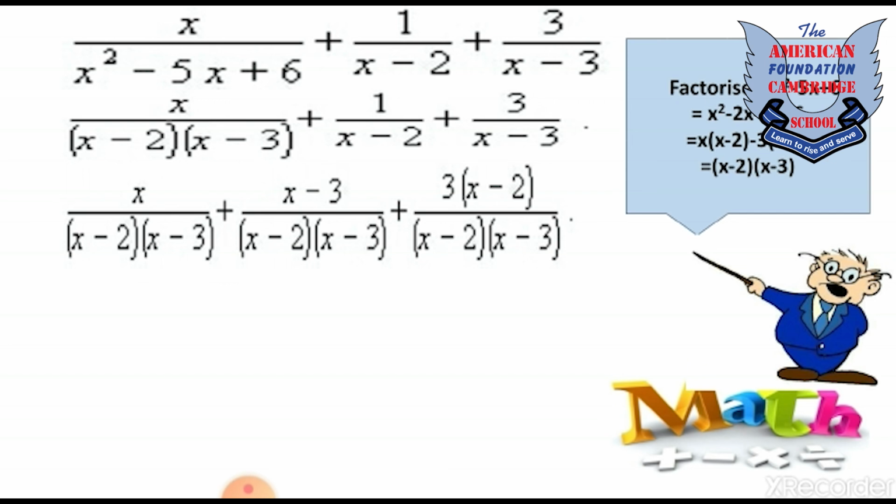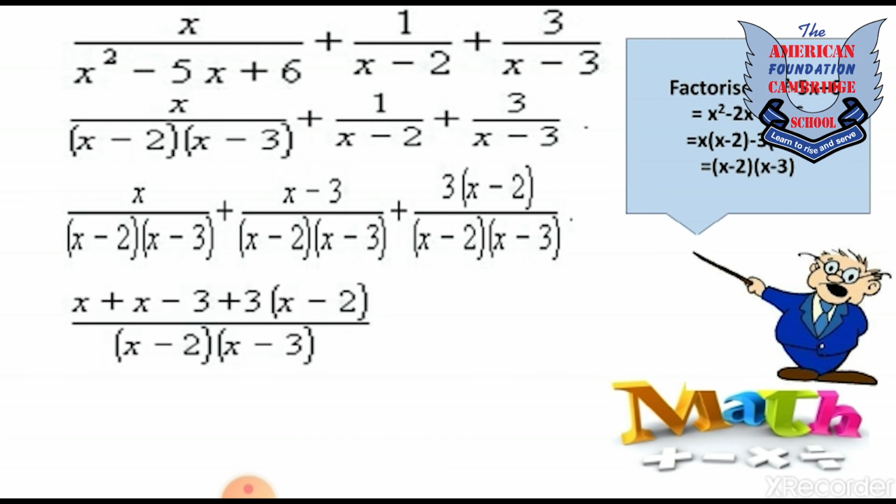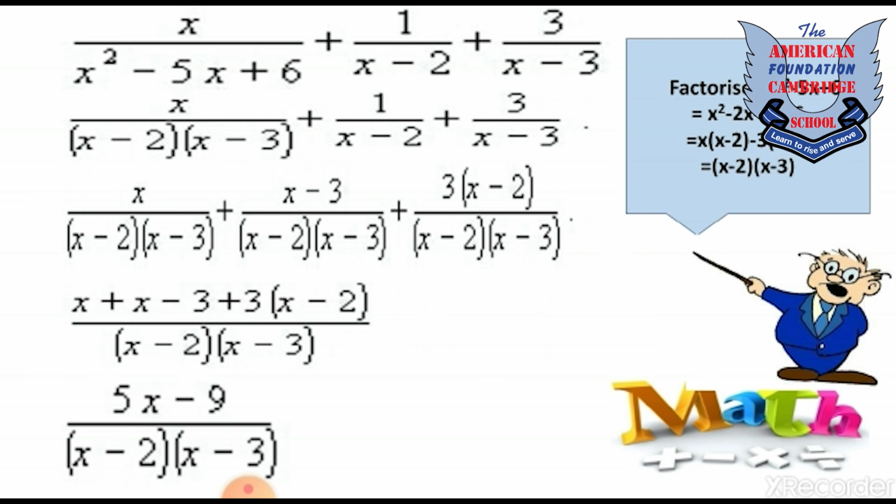Now you can combine all these three fractions into a single fraction and solve their numerators together. Open the bracket. 3 into x would be equal to 3x, minus 3 into 2 will be equal to 6, and then solve the like terms. After solving the like terms you will get 5x minus 9 upon (x minus 2) into (x minus 3) as your answer.